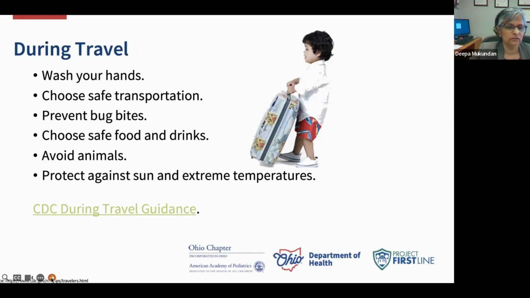During travel, pretty much the same theme goes. Wash your hands, safe transportation, bug bites. Choose safe food and drink. Avoid animals. Definitely use protection against sun and extreme temperatures. Next slide.